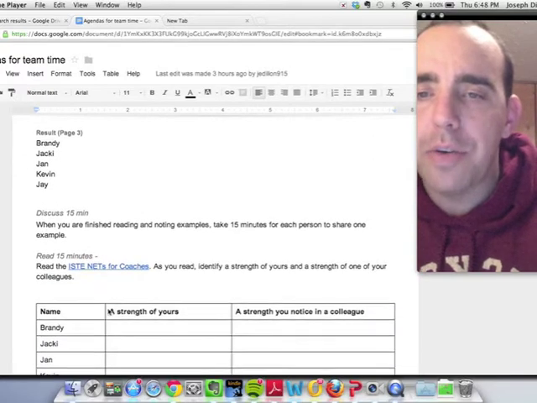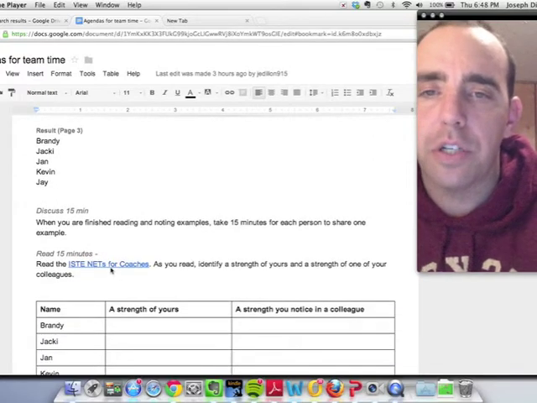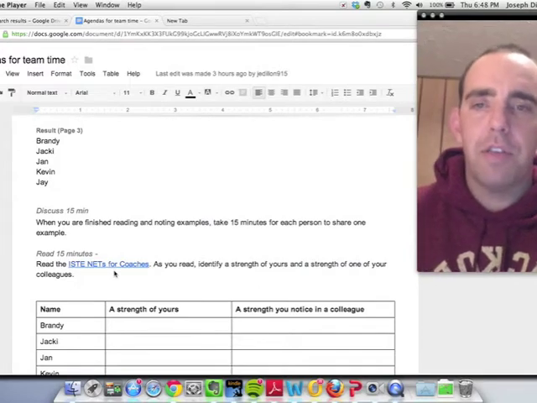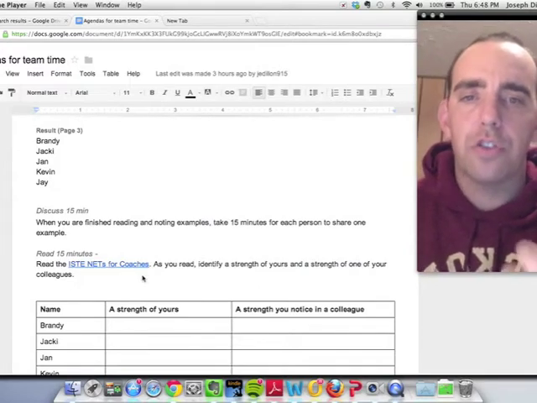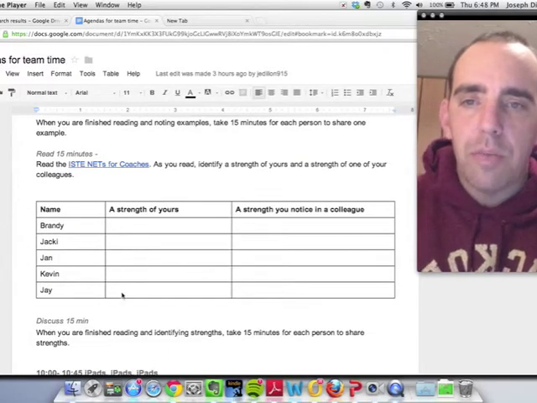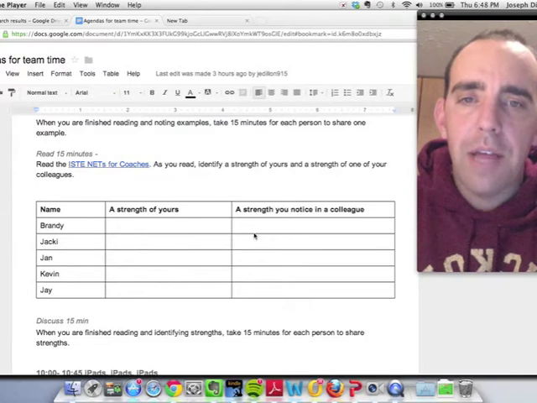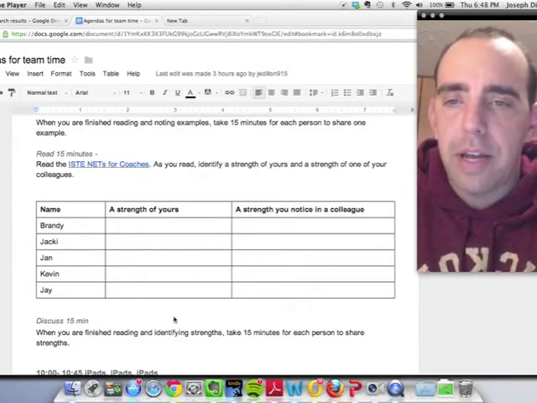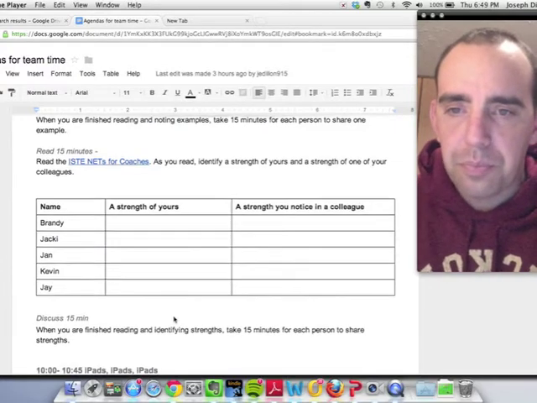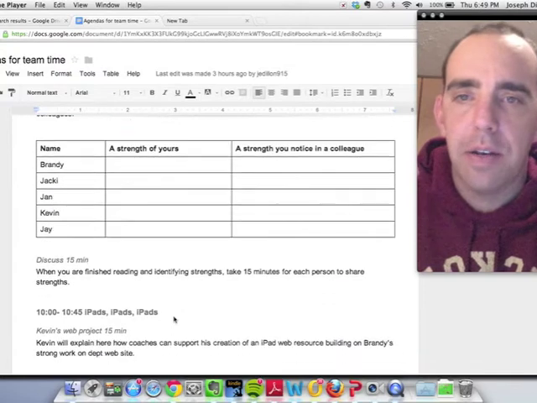Next, we'll move on to ISTE's NETS standards for coaches. And I think probably the best way for us to dig in for the first time with this is just to look for your strengths. So we'll try to chart some of our strengths here, and then the strengths we notice in our colleagues. So the way to introduce these standards is just to look at what do we feel really comfortable with and really strong with. And then after 15 minutes of reading and jotting your strengths into this chart, you'll discuss.